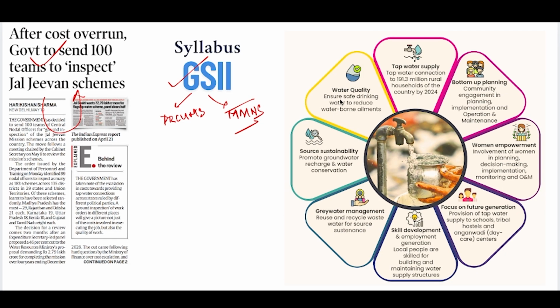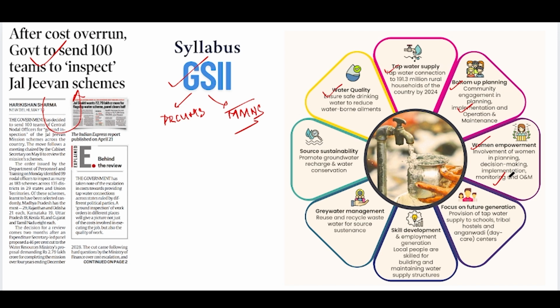So there are multiple sub-components to this particular scheme. There is a component about water quality to ensure safe drinking water and reduce waterborne ailments. Tap water supply we have already seen. It involves bottoms-up planning, where community engagement in planning, implementation, and operation and maintenance is required. It also deals with women empowerment, involving women in planning, decision making, implementation and monitoring.